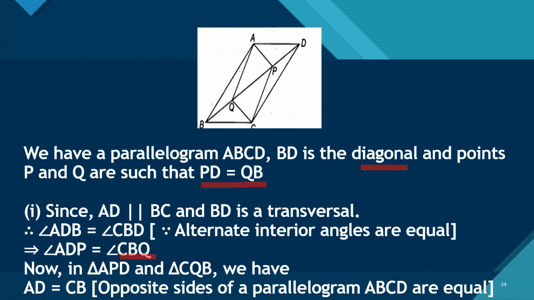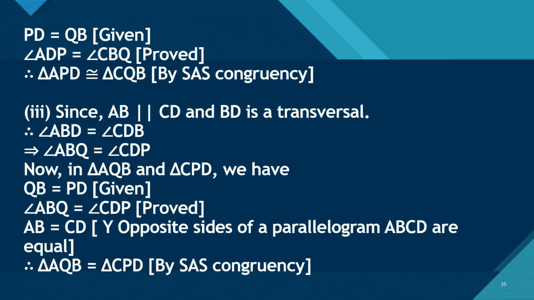Now, in triangle APD and triangle CQB, we have AD equal to CB, because opposite sides of a parallelogram ABCD are equal. PD is equal to QB, which is given. And angle ADP is equal to angle CBQ, as proved. So therefore triangle APD is congruent to triangle CQB by SAS congruency.